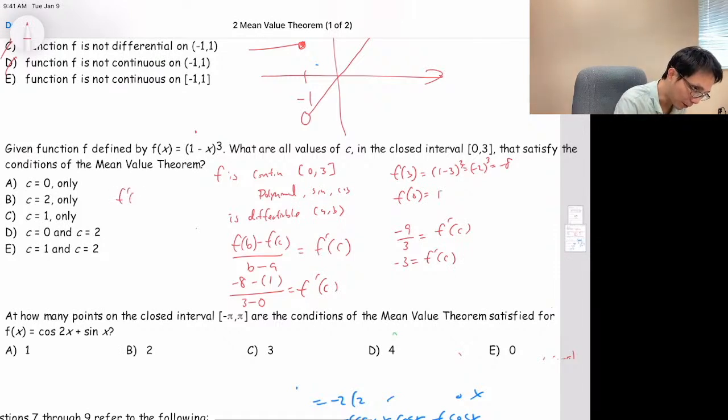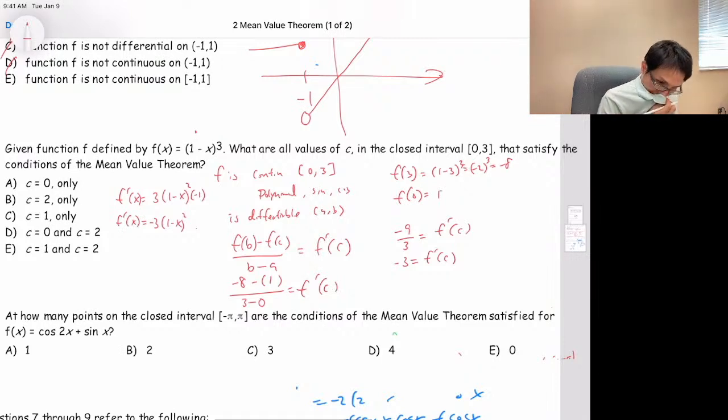So f prime of x is equal to 3 times (1 minus x) to the second power, chain rule times negative 1. So it'll be negative 3 times (1 minus x) squared. Now I'm going to plug in c. So negative 3 equals negative 3 times (1 minus c) squared. So that's 1 equals (1 minus c) squared.